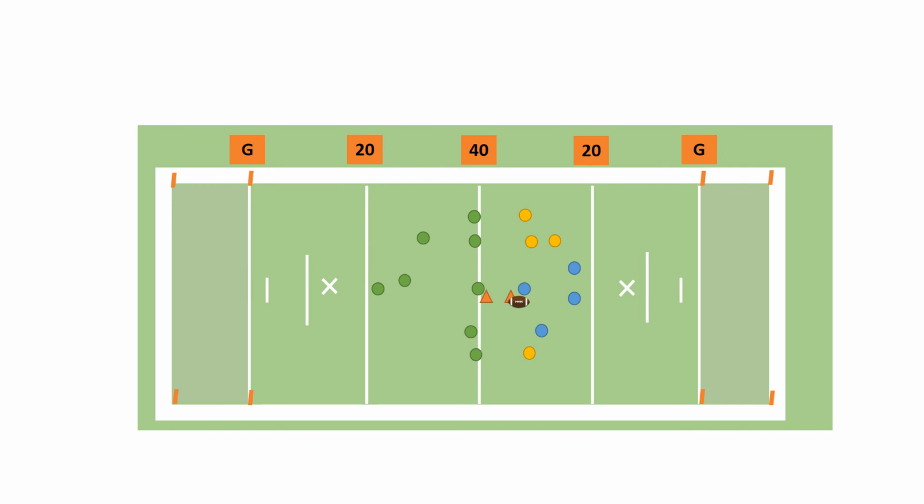Let's look at how this would look. The quarterback takes the snap and runs it beyond the line of scrimmage. This is illegal. We would have a 5-yard penalty for illegal advancement.